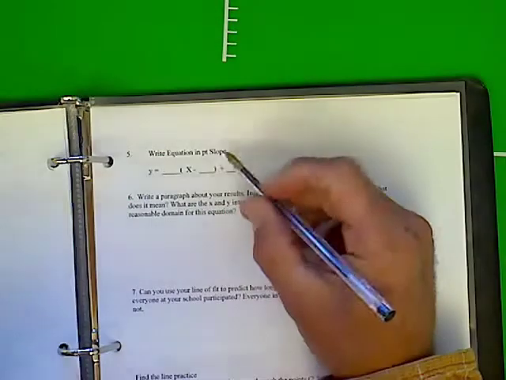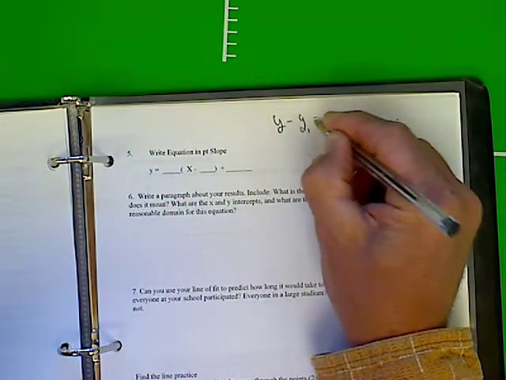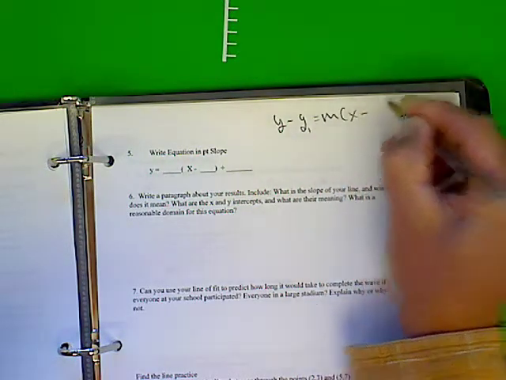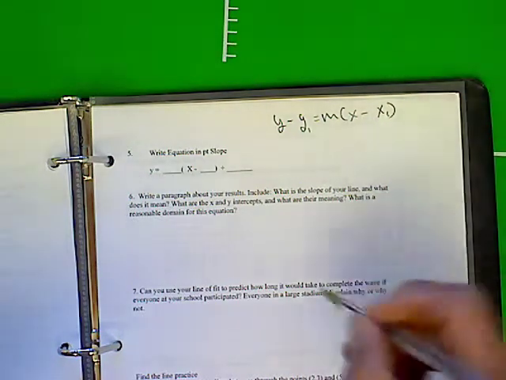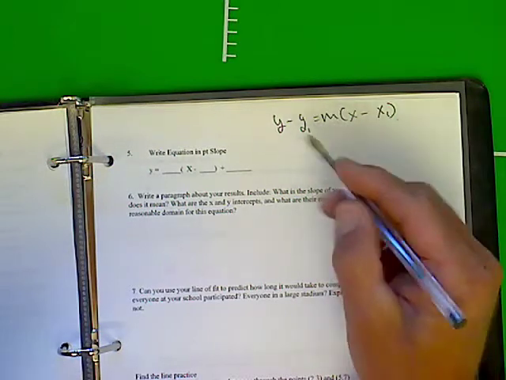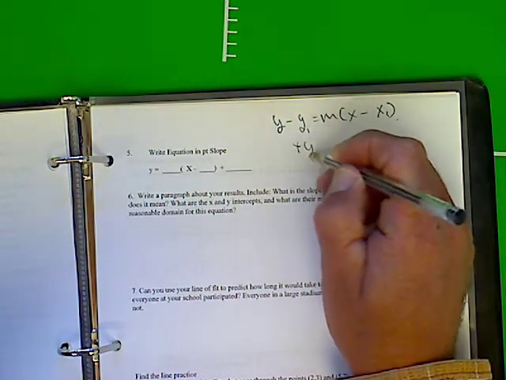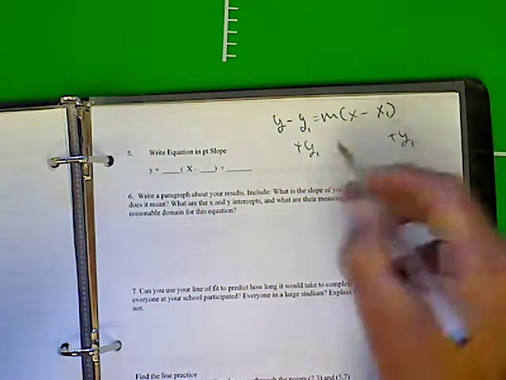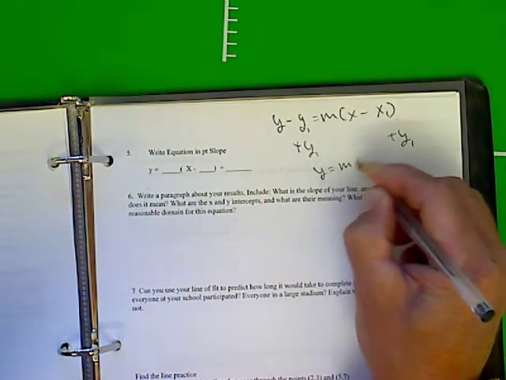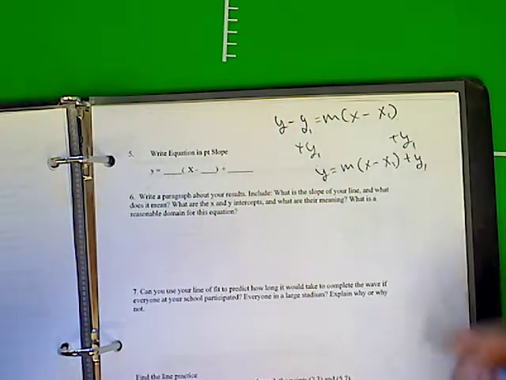Alright, now go to the top of the next page. Now the way we've written point slope in the past has been y minus y1 equals m times x minus x1. Because of wanting to write it in function notation, I don't want to have this y1 over here, so I'm going to add that to both sides. And I'm going to get y equals m times x minus x1, plus y1 out here.